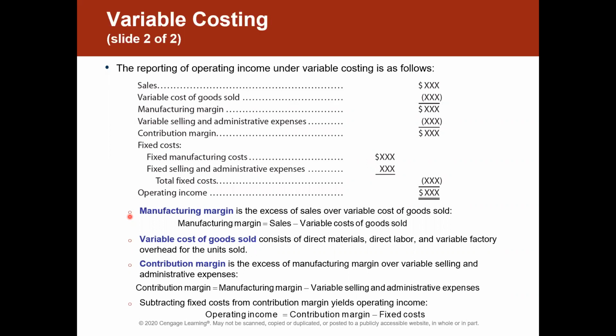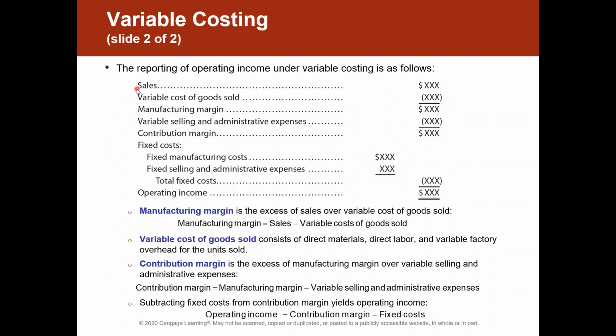So we know gross profit is sales minus cost of goods sold, or gross margin. We know from the last chapter that contribution margin is sales minus variable cost, where those variable costs include both product and period costs. The new information here, the new interim step, if you will, is manufacturing margin, which is a step before contribution margin, as you can see here in this calculation.